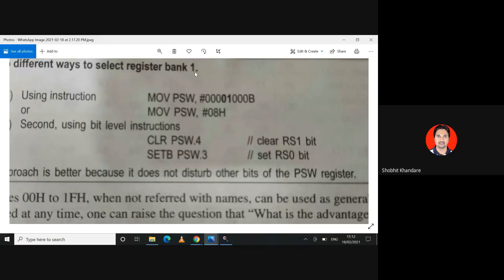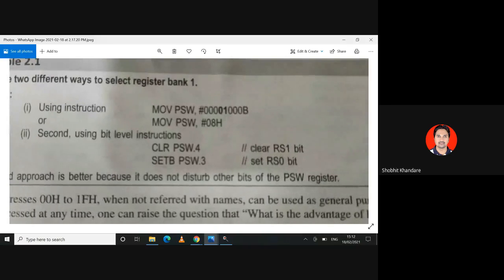Now this is by using an instruction. If we do not want to use that instruction, we can use a bit level instruction. Now pay attention here, this is important. Now as you have told me that PSW is bit addressable, I can access individual bits. Actually, which bits do I need to access? I need to access bit number 3 and bit number 4.